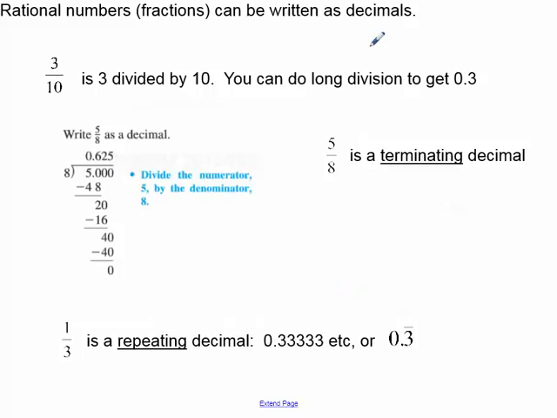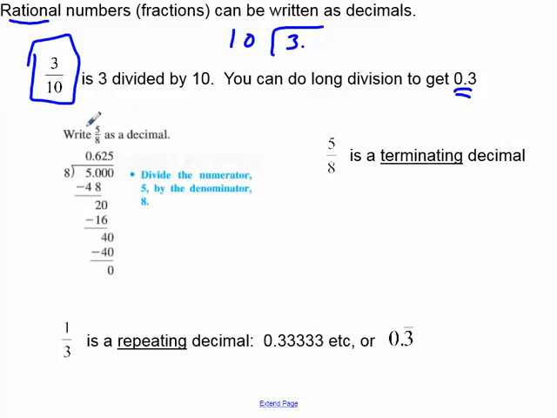Here, if we're talking about rational numbers and converting to decimals, essentially what we've got is 3 over 10. That's a rational number. It's a rational fraction. 3 over 10 is essentially 3 divided by 10. So you can go the long way, 3 divided by 10, do the long division, and get 0.3. You can also write 5/8 as a decimal.